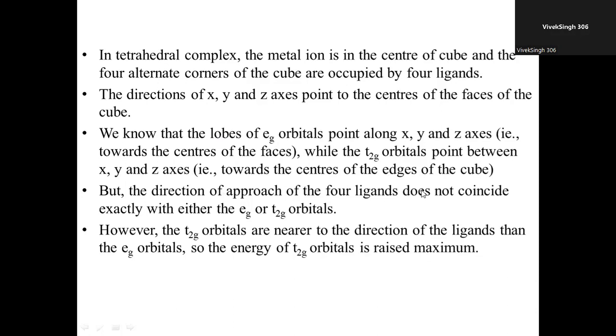But the direction of approach of the four ligands does not coincide exactly with either the EG or T2G orbitals. However, T2G orbitals are nearer to the direction of the ligands than EG orbitals, so the energy of T2G orbitals is raised maximum. So wherever ligands are coming, alternate corners of the cube, T2G orbitals are present. So they are raised in energy, whereas EG orbitals are reduced in energy.